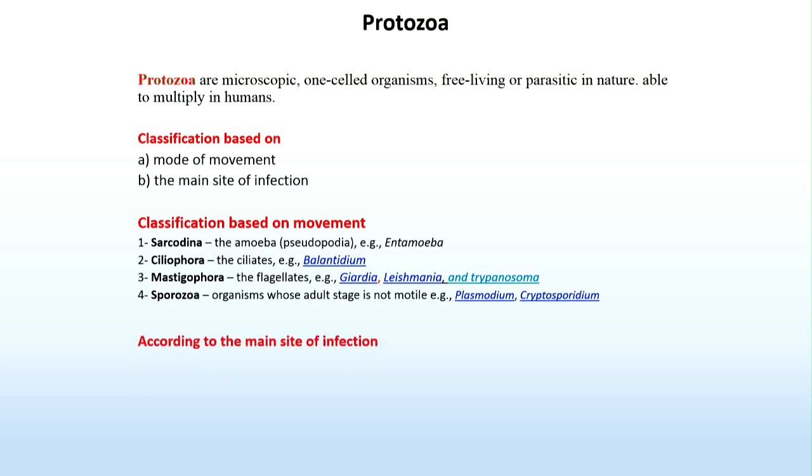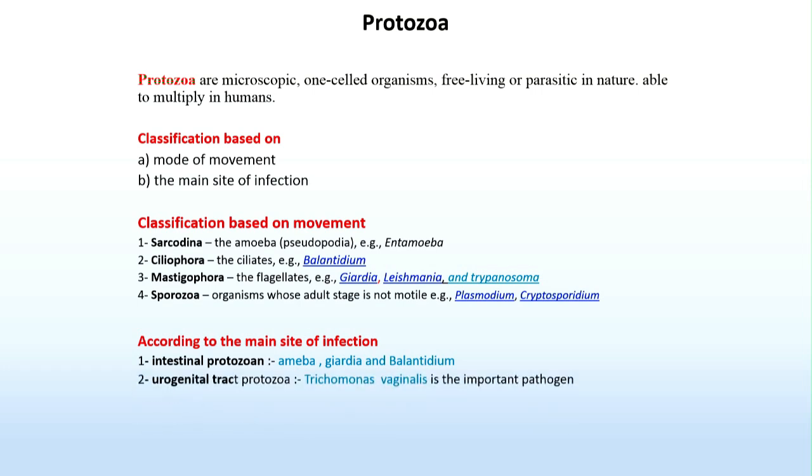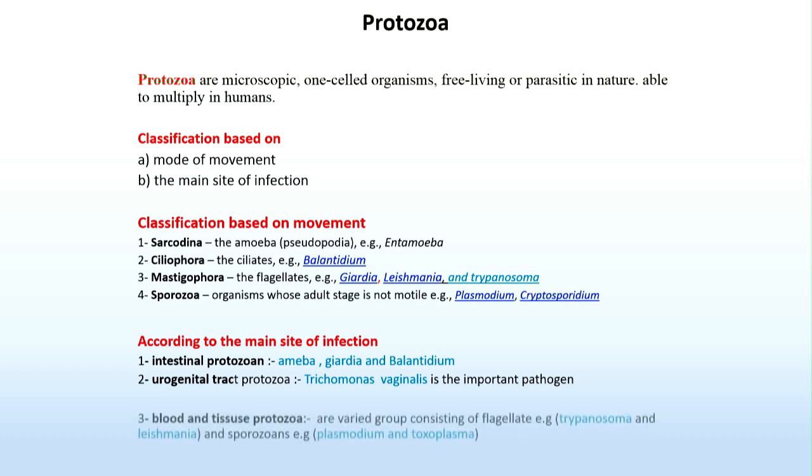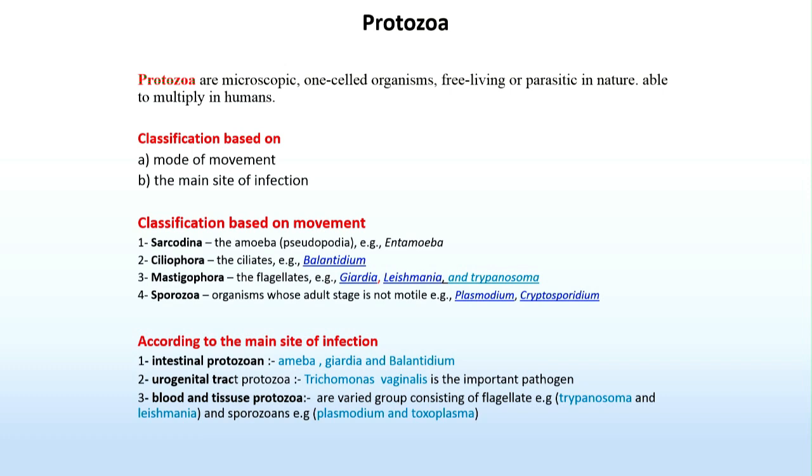Second classification is based on the main site of infection. According to the main site of infection, we can classify the protozoa into three classes. First one, intestinal protozoa, example Entamoeba, Giardia, and Balantidium. Second, urogenital tract protozoa, example Trichomonas vaginalis, the most important pathogen. Third class, the blood and tissue protozoa, a varied group consisting of flagellates, Trypanosoma and Leishmania, and sporozoa, example Plasmodium and Toxoplasma.